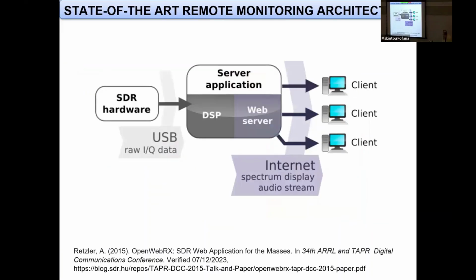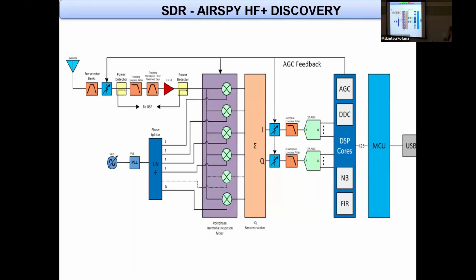Could you go back to that? Yeah. So this is the expensive dongle, the Airspy HF Plus Discovery. There's a lot more filtering going on, so it's a lot better.